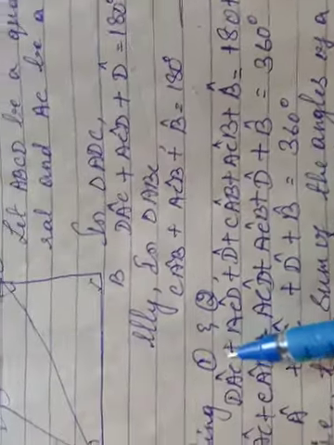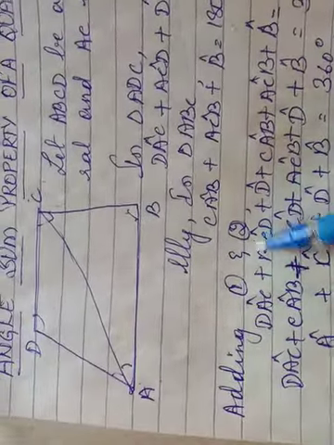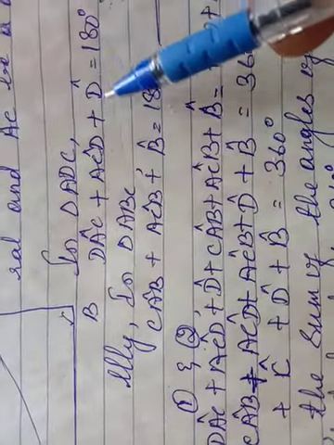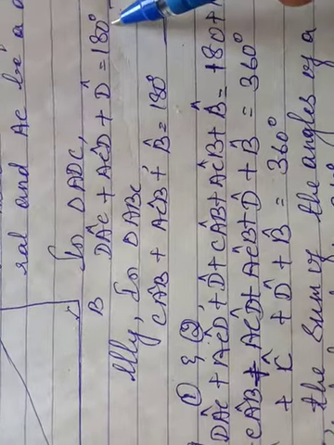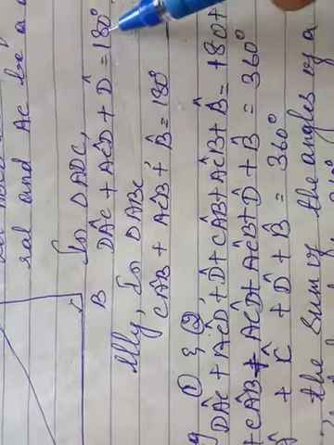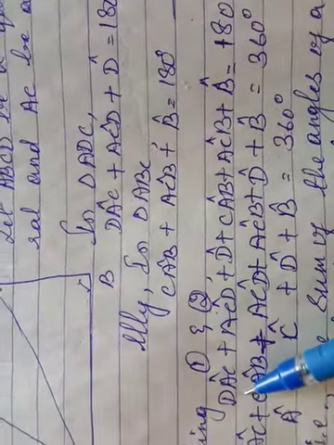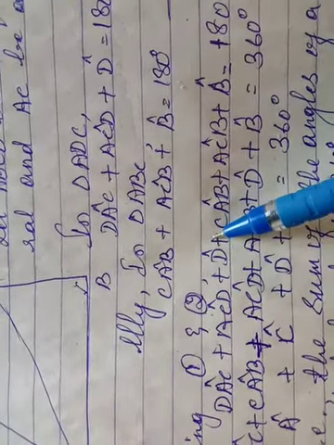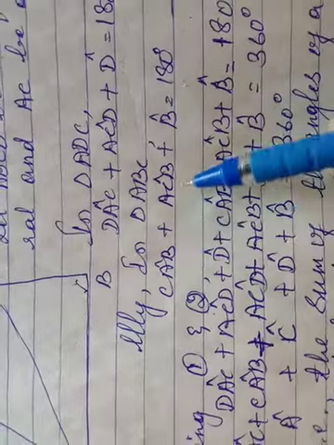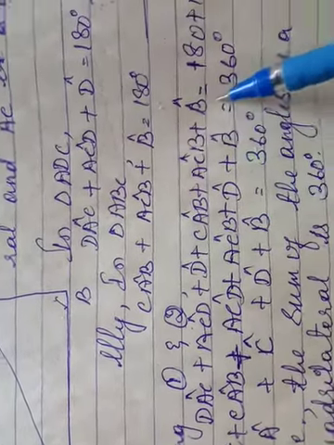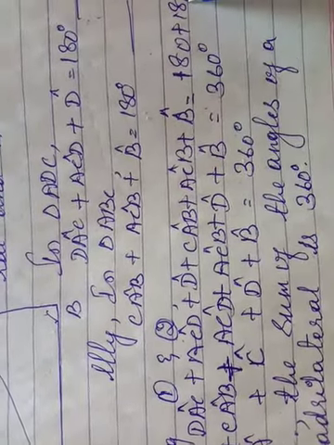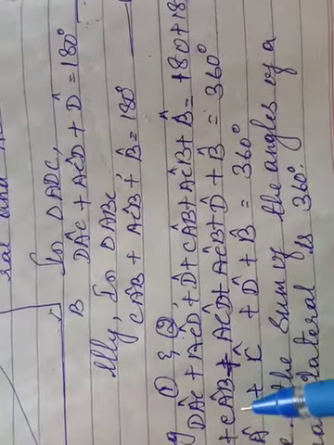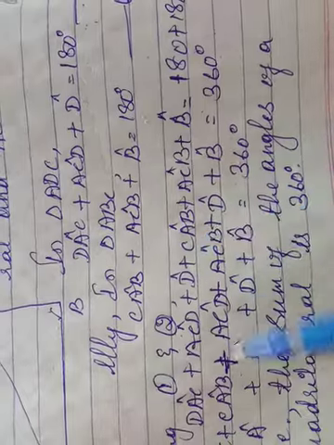Now adding 1 and 2, what do we get here? Adding 1 and 2: DAC plus ACD plus angle D, plus CAB plus ACB plus angle B, is equal to 180 plus 180. So 180 plus 180 is how much? 360. Now DAC plus CAB, let us combine these.